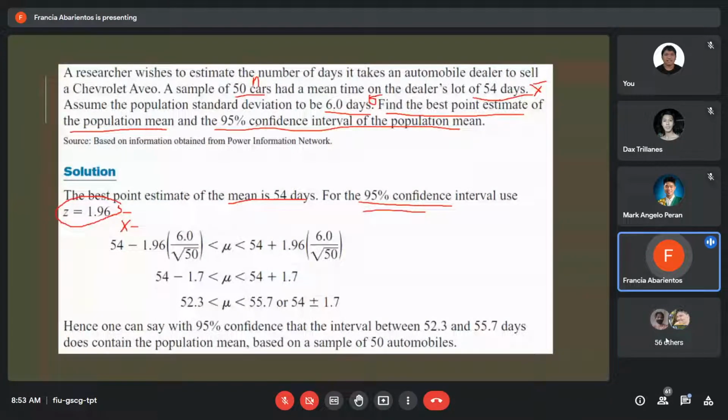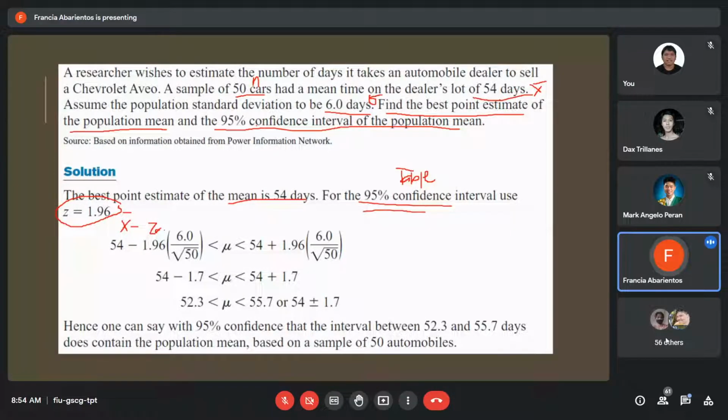Yung z value class, pabalikan nyo to dun sa table. Ano yung table sa inyo? Table E or F? Anyone? So, pagkuha nito class ha, yung z value natin, babalik ka doon sa 0.95 natin. Okay? We need to find that. We use this, the 1.96.